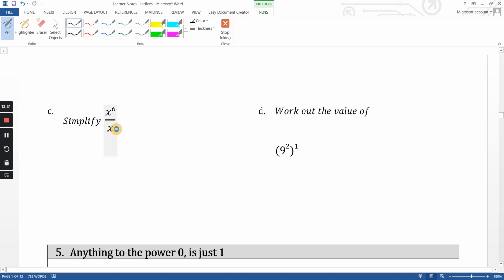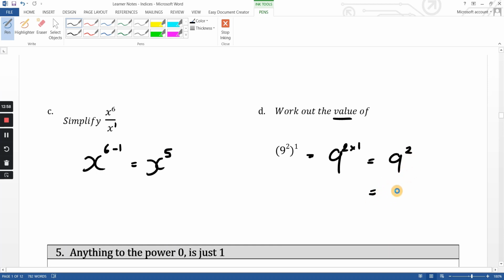Part C, rule number 2, where you take away the powers. So that's going to be x to the power 6 take away 1, which is x to the power 5. And part D, work out the value of this. Well, that's multiplying the powers, which is 9 squared, and 9 squared just means 9 times 9, which is 81.